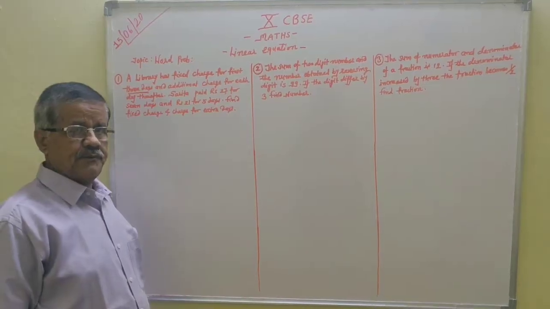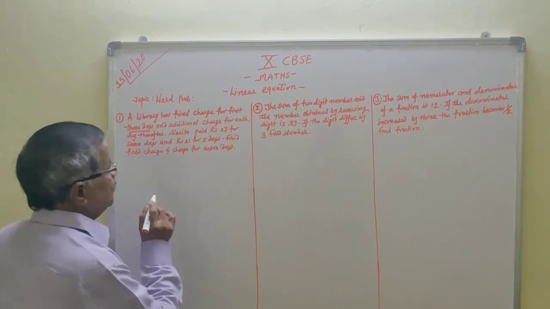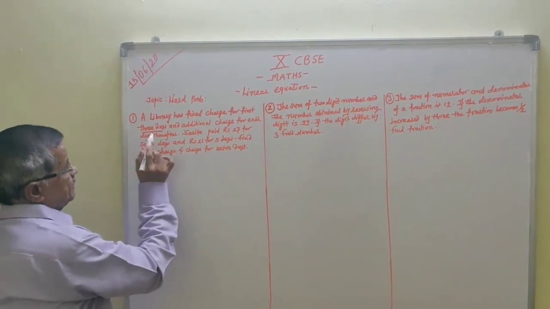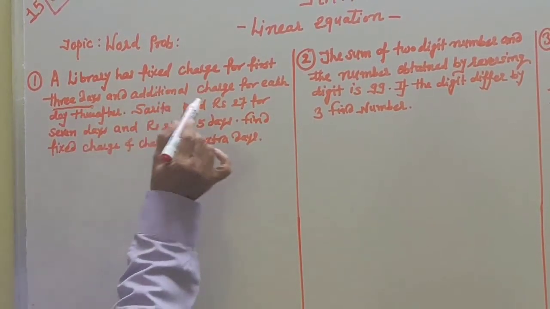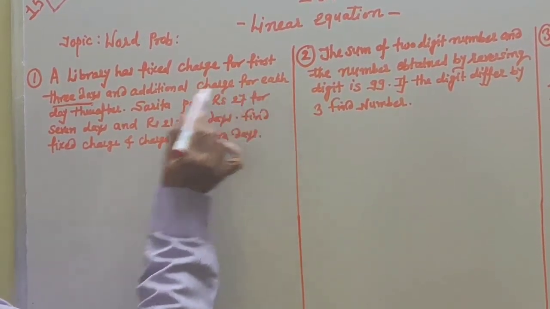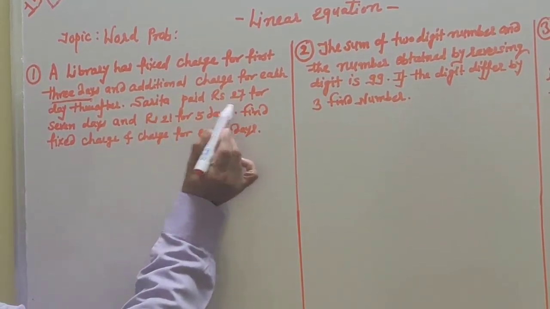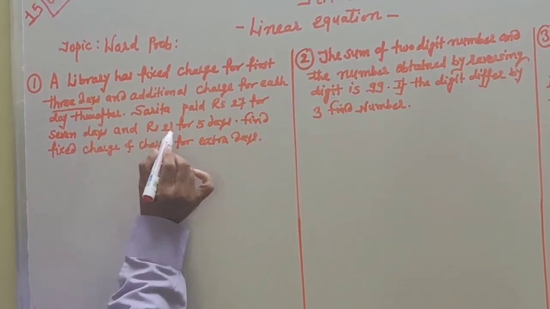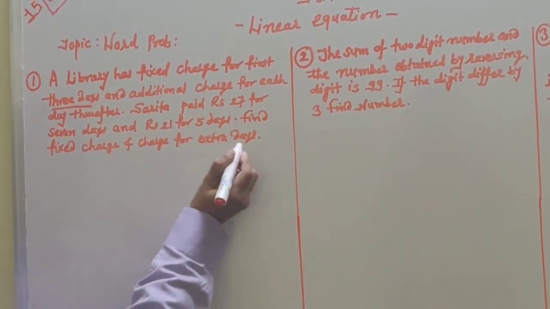Hello student, today we are starting a linear equation word problem. For this first word problem, it is given that a library has a fixed charge for the first 3 days and an additional charge for each day thereafter. Sarita paid rupees 27 for 7 days and 21 for 5 days. Find the fixed charge and extra charge.